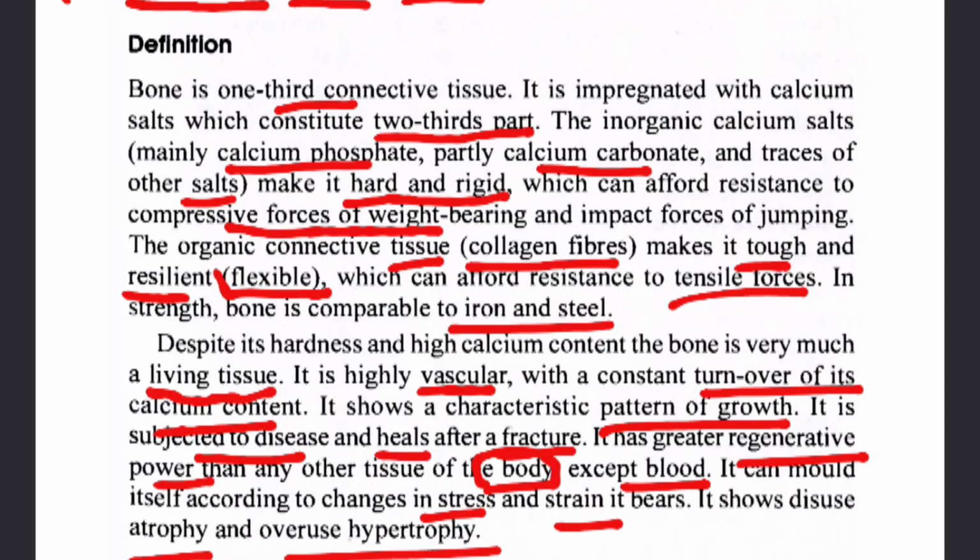Atrophy is the decrease in cell size. So bone decreases its size with disuse, or it can also increase with overuse. So this is the theory part, then we'll go further.